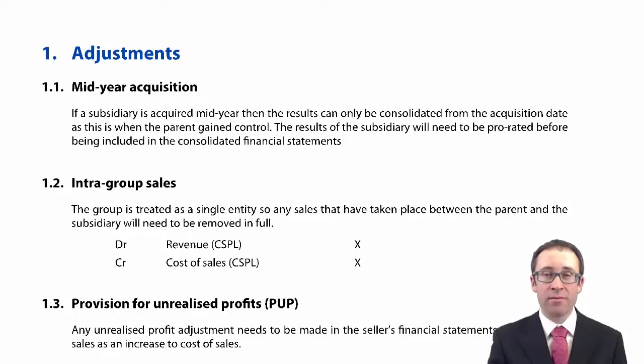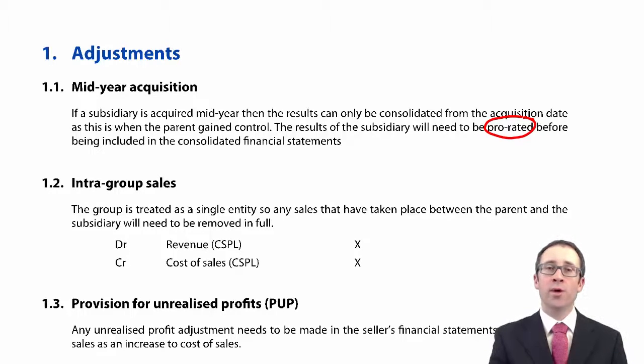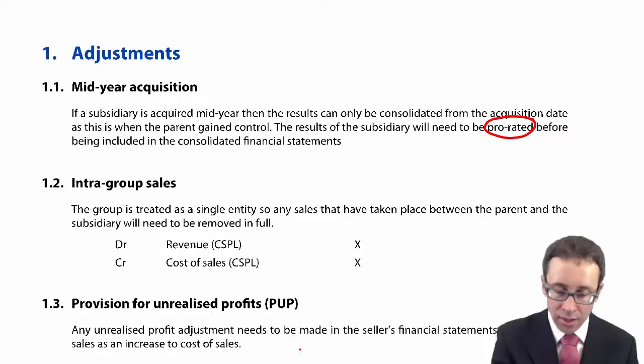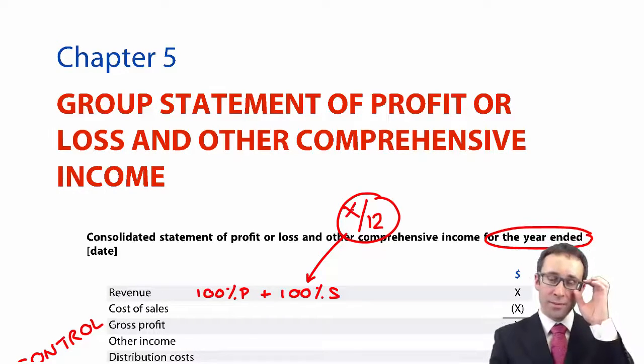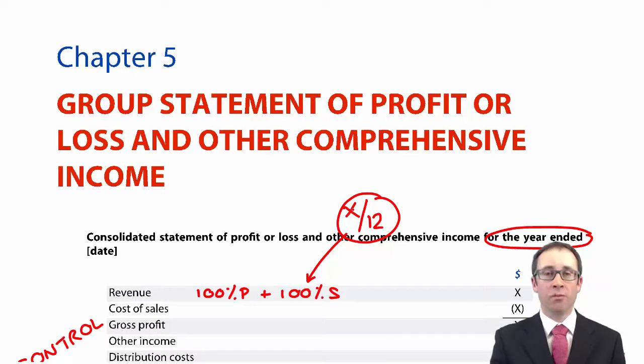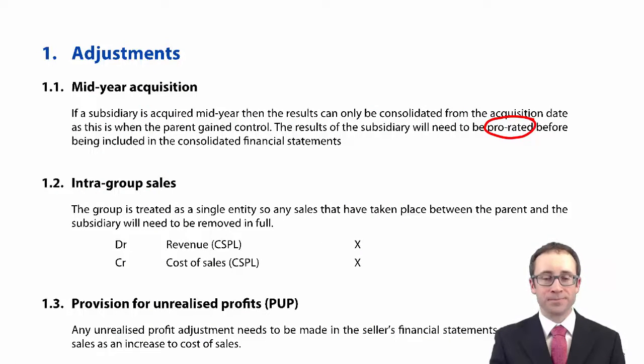The adjustments that you have: the mid-year acquisition. The key bit there is that if you have a subsidiary that was bought partway through the year, you can only consolidate from the date that we have control. So therefore you need to prorate the results. You need to make sure that you put in 100%, but prorate it by X twelfths based upon the number of months. And you prorate everything: revenue, cost of sales, admin, distribution, right the way down.